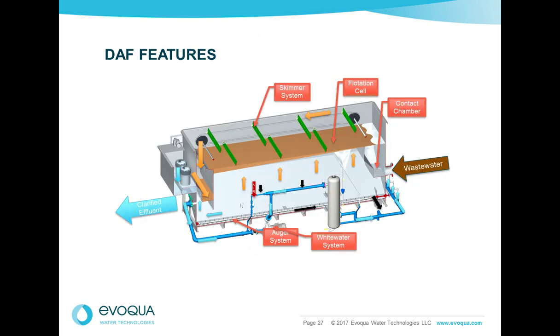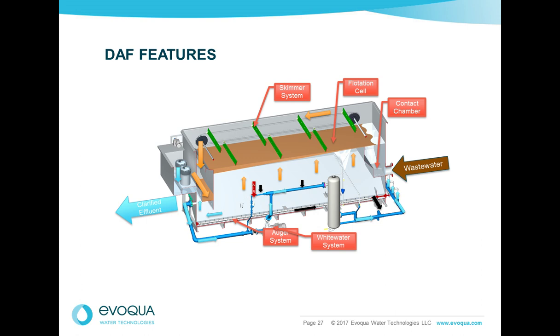Now, DAF systems come in a variety of shapes and sizes. They can be circular or rectangular. This is a rectangular unit here. And they can be shallow or deep. Some systems have plate packs, some do not. Regardless, they all possess the same basic features.